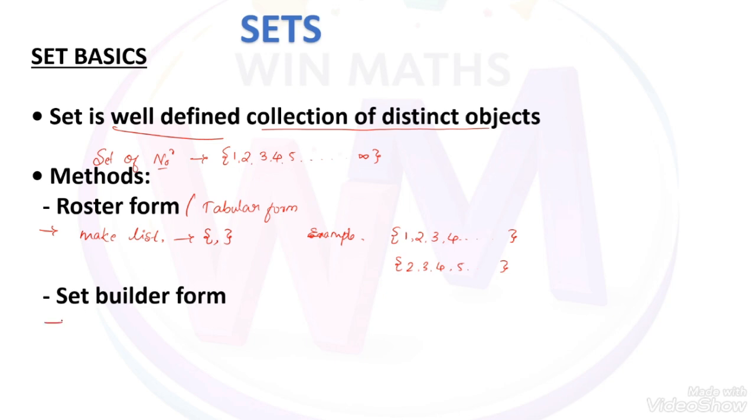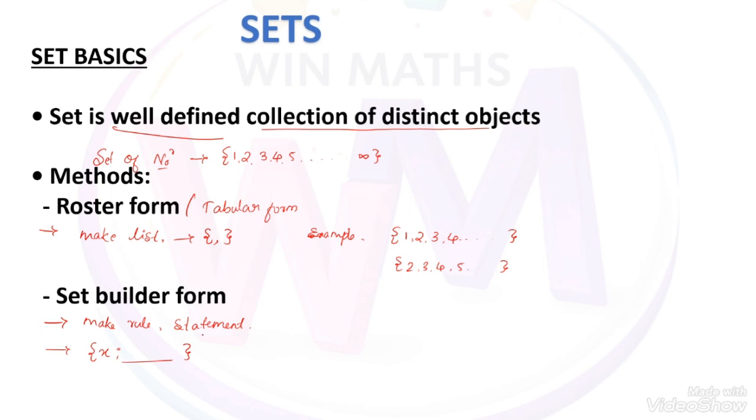So simply, for set builder form, we make a simple rule, or we express all the elements within a statement. Or else we write in the format: x is a variable, and that variable can be written in the form of a rule within braces. So this is the set builder form.